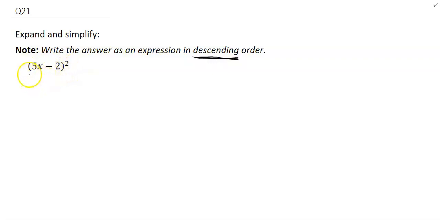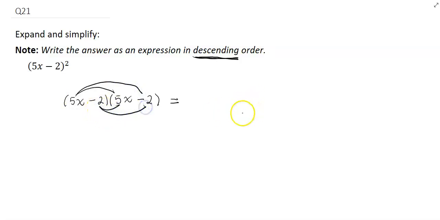Okay, so this is an exponent. The base is 5x minus 2 to the power of 2. So it means that I want my base to be multiplied by itself. How many times? 2 times. So this turns into a multiplication of 2 binomials, and you know how to use the FOIL method. You multiply the first with the first, second, then the second with the first, and the last.